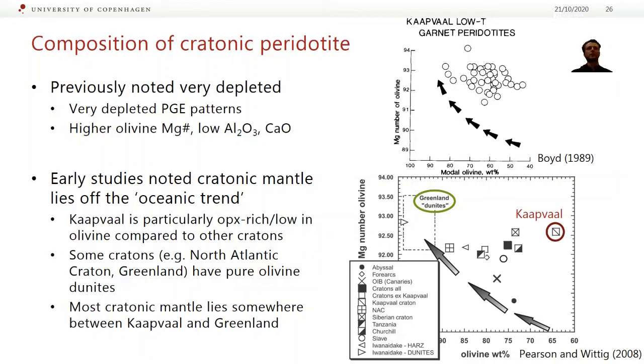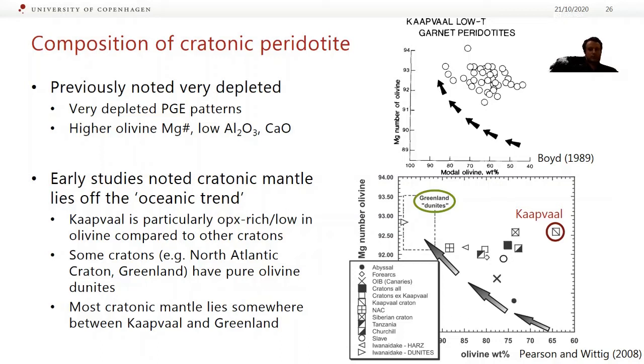This is the same oceanic trend talked about in the last lecture, where we have an increasing modal olivine percent as the Mg number of olivine goes up. And this is easily explained by low pressure mantle depletion. Now, the Kaapvaal craton falls off this trend in that it has very, very high Mg number olivine, but has a significantly lower modal olivine percentage than similarly depleted oceanic peridotites.